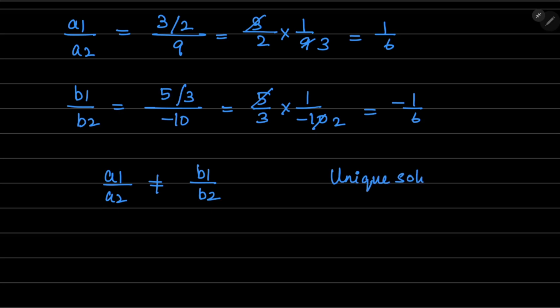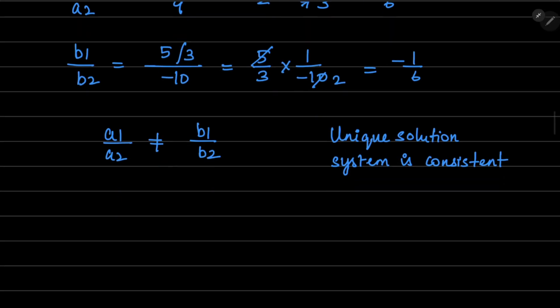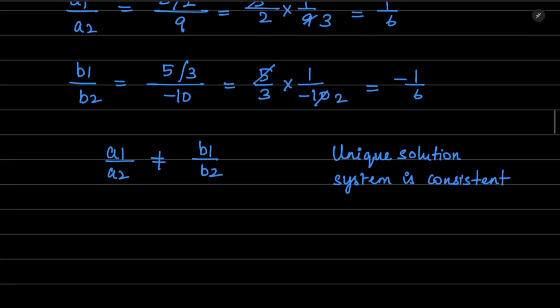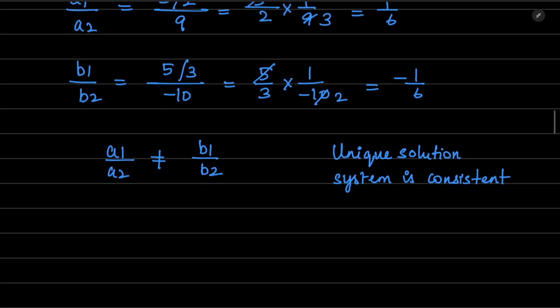It has a unique solution. And how will the system be? What are you asked? You are asked to find whether they are consistent or not consistent. So it is a unique solution. The lines will intersect at a point and the system is consistent. The system is consistent. This is what you have to write. That's all. So this is your third question. Just take the ratios and identify if the system is consistent or not consistent.